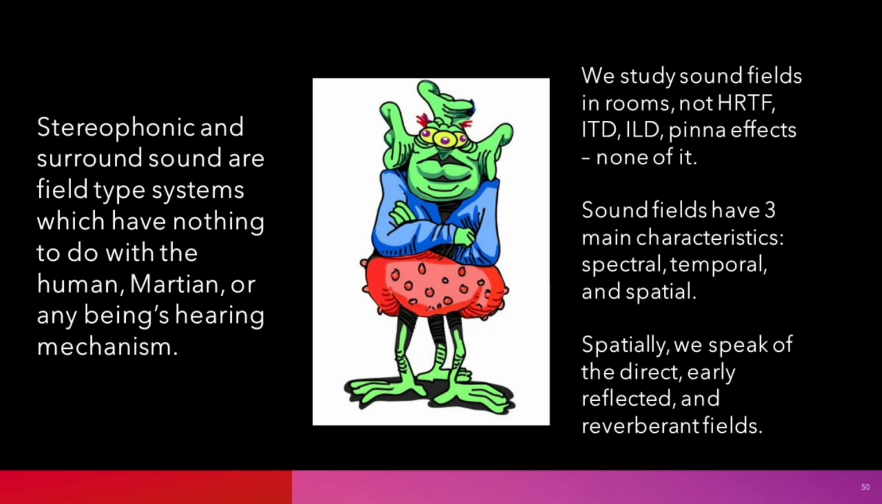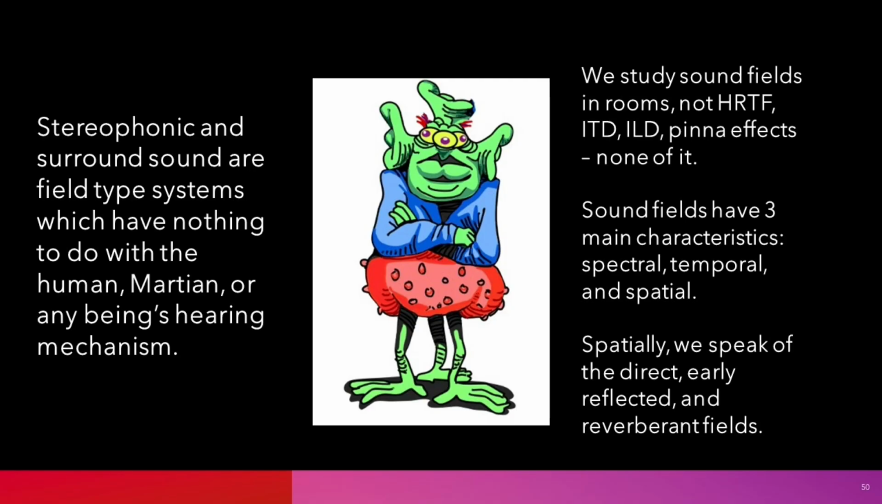Stereophonic and surround sound are field-type systems which have nothing to do with the human, Martian, or any being's hearing system. Okay, this is the controversial part. What I'd like to advance everyone to is to study sound fields in rooms. You need to study direct to reflected ratios. You need to study the spectral and temporal and spatial characteristics of sound fields in rooms.